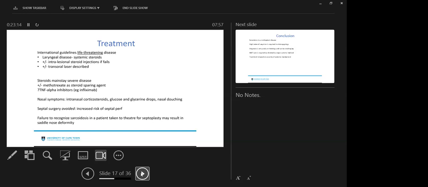For the patient that comes in with nasal symptoms, you want to try and treat their symptoms as well. So for them, you'll put them on intranasal corticosteroids. You'll instruct them to nasal douche for crusting, and you want to lubricate that nasal cavity, so you want to give glycerine drops.